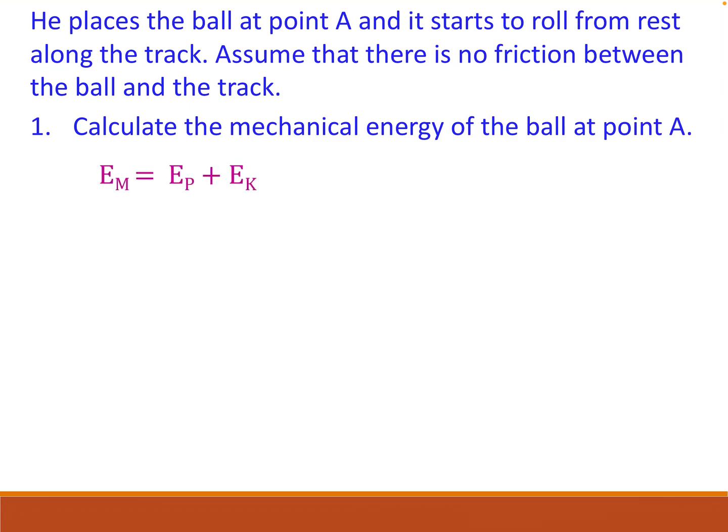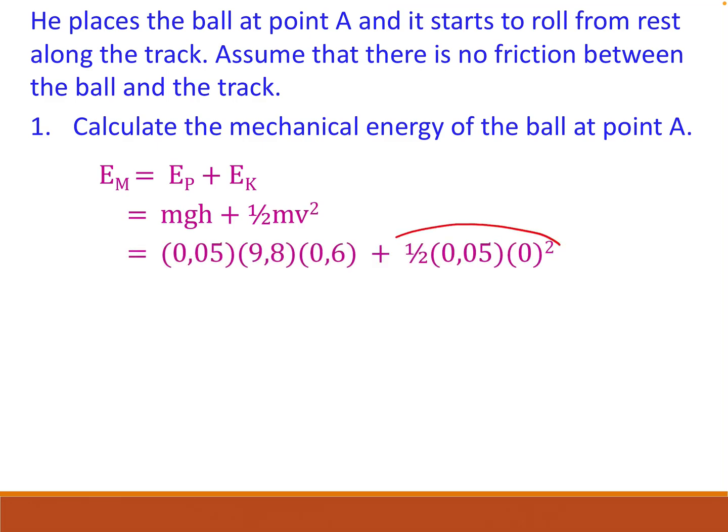Mechanical energy is potential plus kinetic, so mgh plus a half mv squared. It wasn't moving, so EK is 0. So you can go straight to the answer, 0.294 joules. I'm keeping the 3 decimal places because it's just going to make it a little bit more accurate.